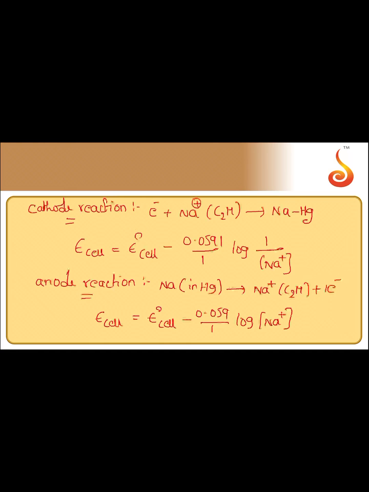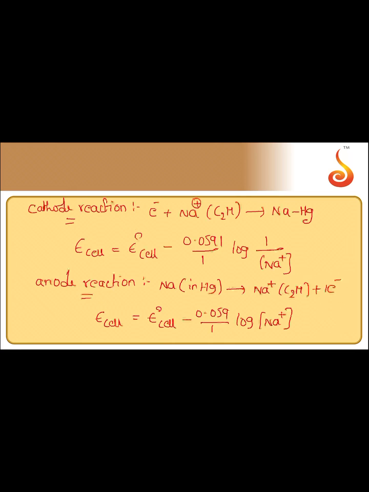Cathode reaction is Na plus will undergo reduction to form sodium amalgam. The electrode reaction: E cell is equal to E0 cell minus 0.0591 by n. In place of n, the number of electrons is 1 anyway. So 1 log 1 by Na plus concentration.